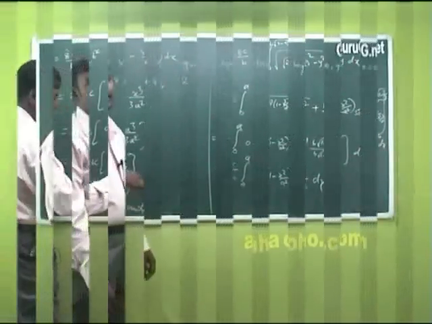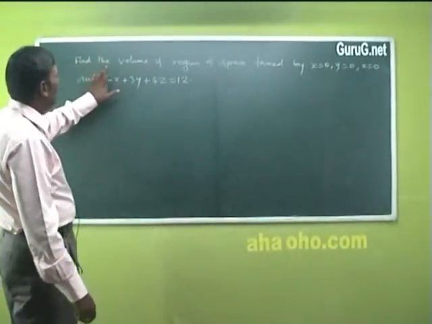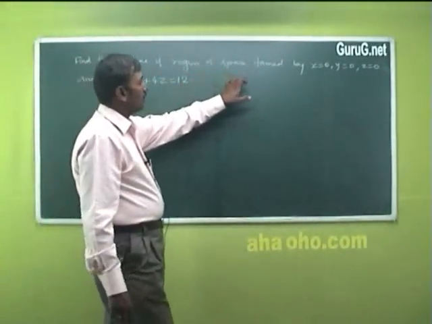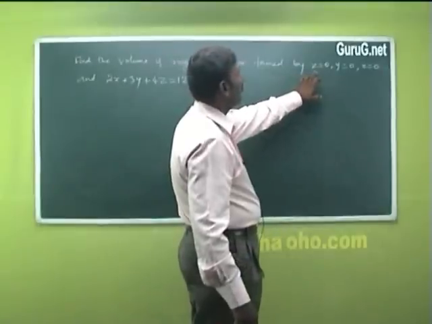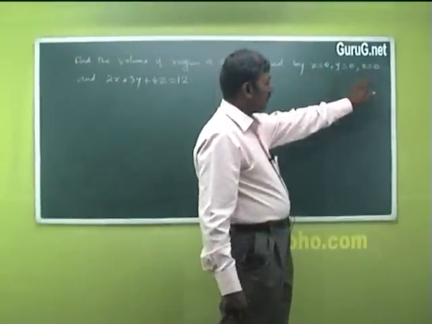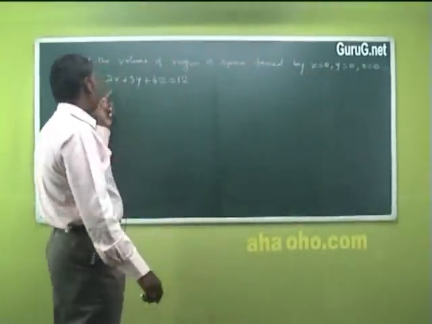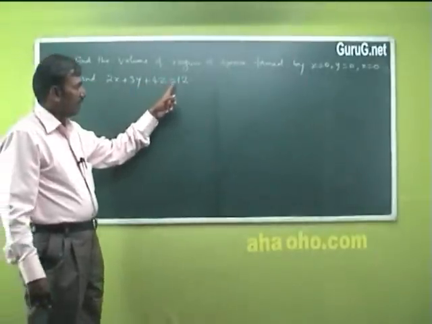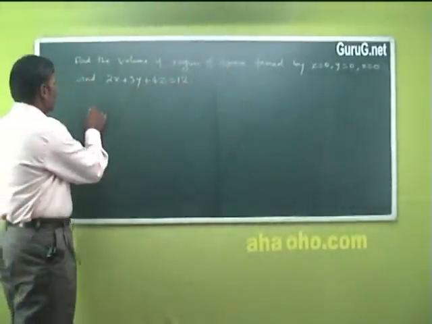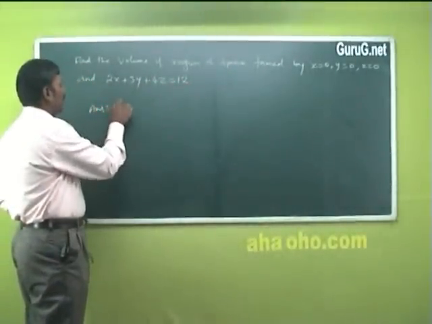Okay, you try this problem. Find the volume of the region of space formed by the planes x equal to 0, y equal to 0, z equal to 0, and 2x plus 3y plus 4z equal to 12. So the answer for this problem is 12. You verify.